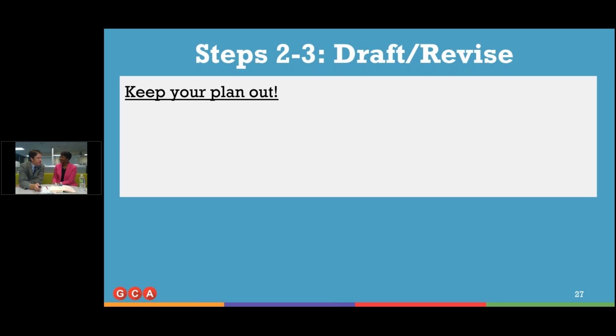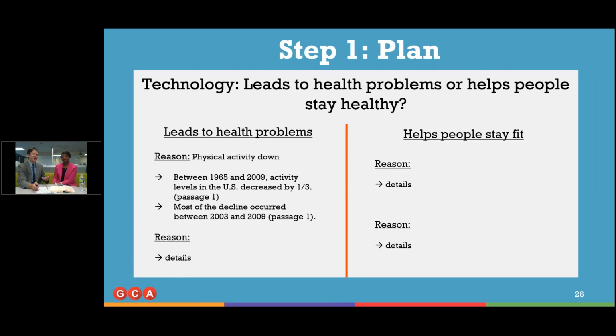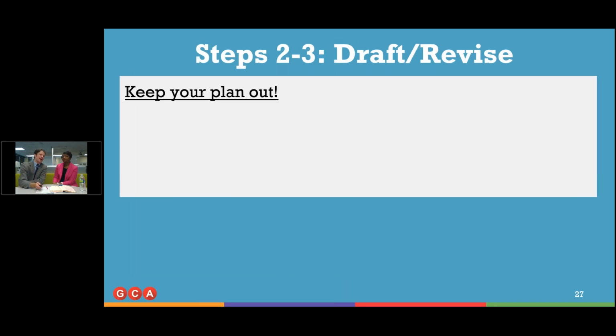When you move into drafting, a good rhythm to get students into is to keep your plan out. You did a great job if you did a T-chart, for instance, or if you came up with a Venn diagram or some other kind of approach to just map out your thinking. Keep that out as you draft and then get going.